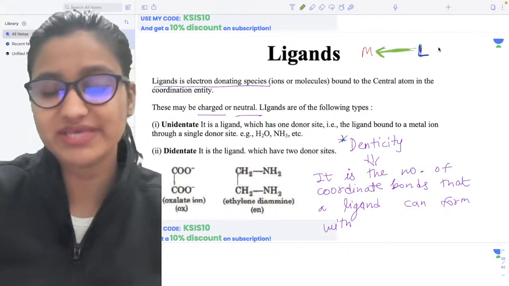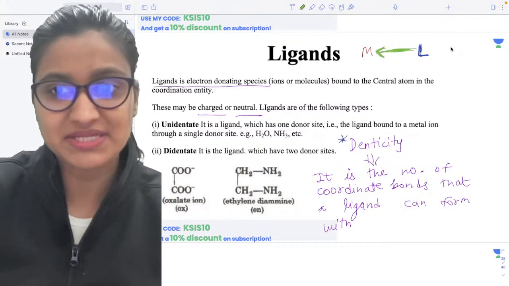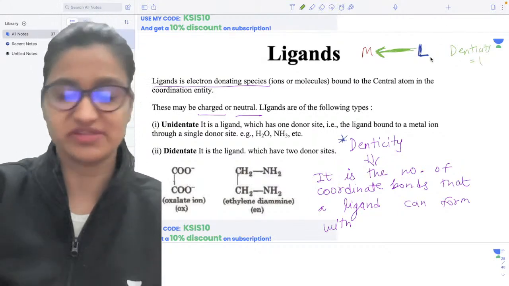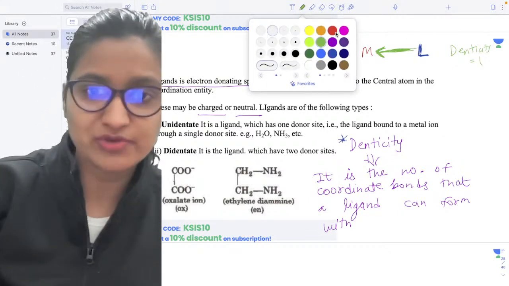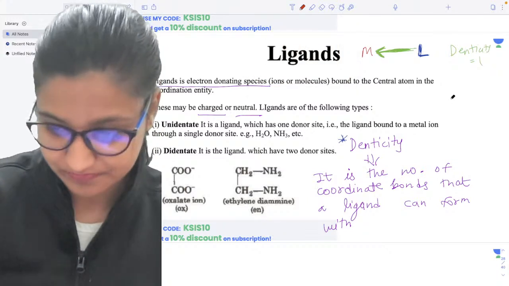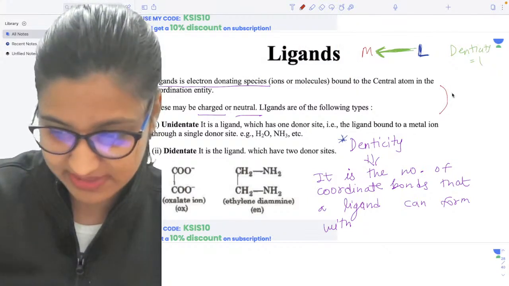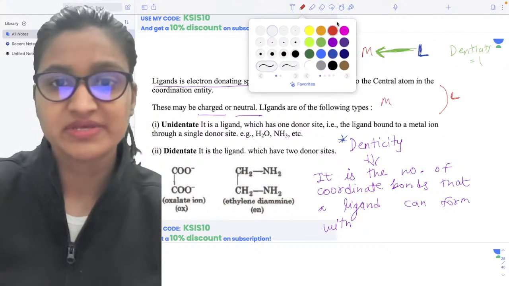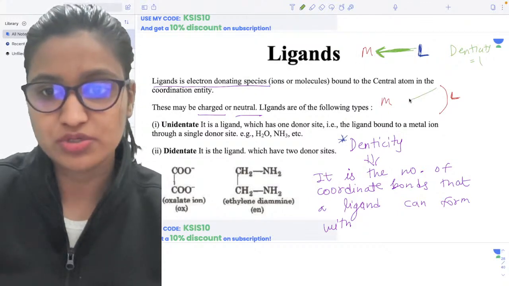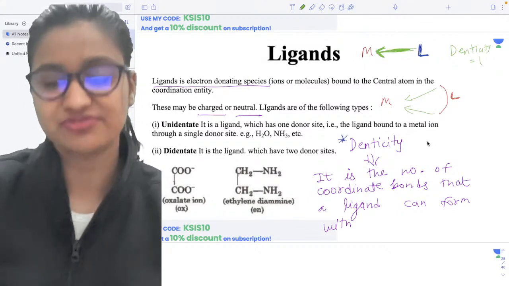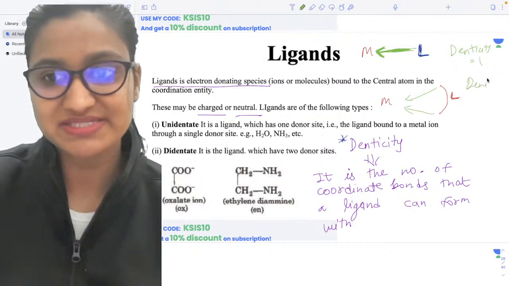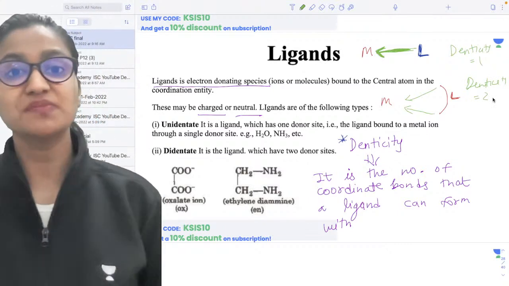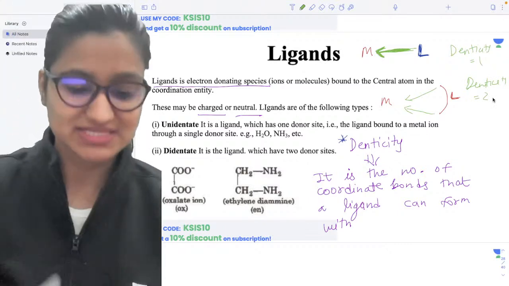So here, the denticity of the ligand is how much? It is 1. Denticity equal to 1 for this ligand. Now suppose your ligand is something like this, okay? If this is your ligand and this is your central metal atom, and your ligand can form two coordinate bonds with the central metal atom, then what will the denticity be here? So the denticity is 2 here because it can form two coordinate bonds with the central metal atom.